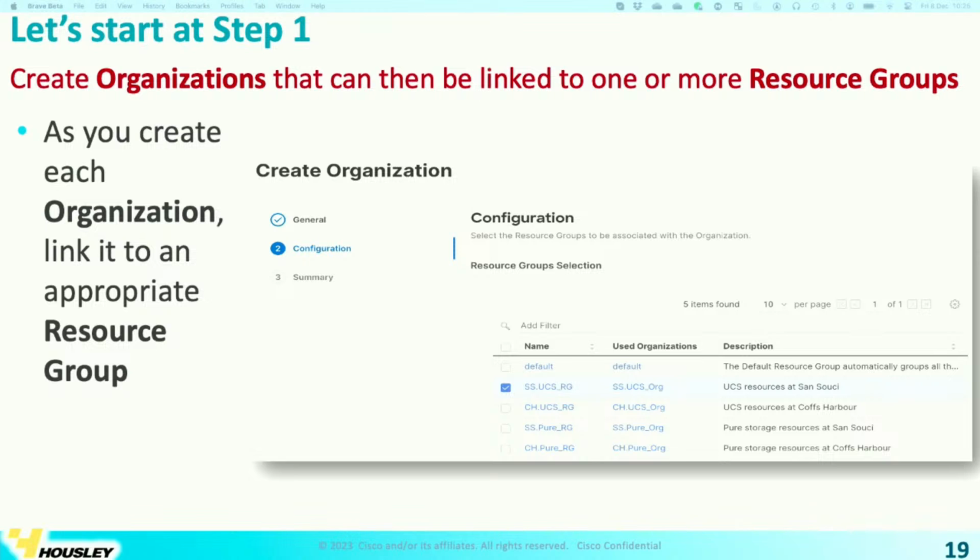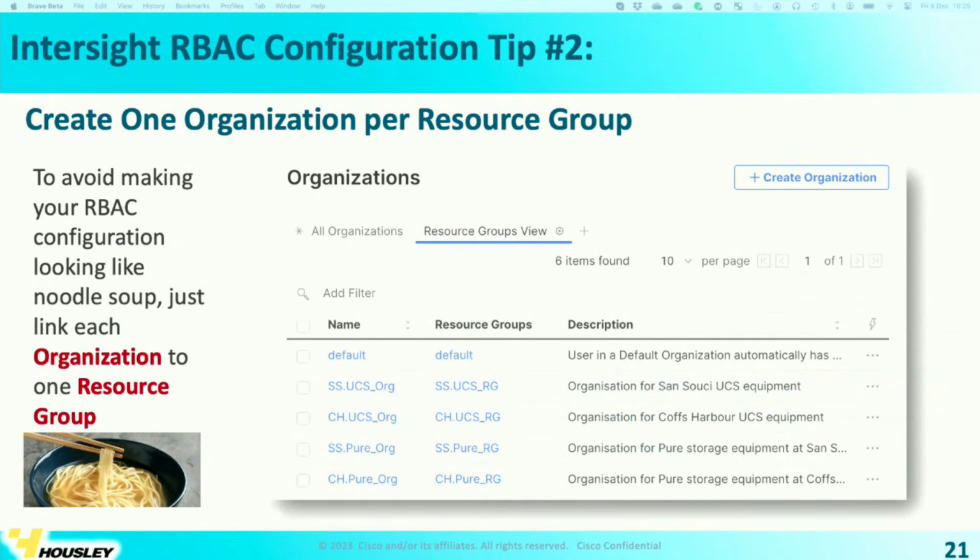If I were to link this to the default resource group, then this organization is going to be linked to all equipment, right? So we'll leave it like that. One resource group, one organization per resource group. And as I just mentioned, if you want to try and avoid spaghetti junction, if you want to avoid noodle soup, then keep that one-to-one relationship nice and simple.